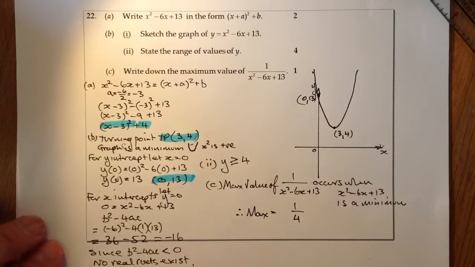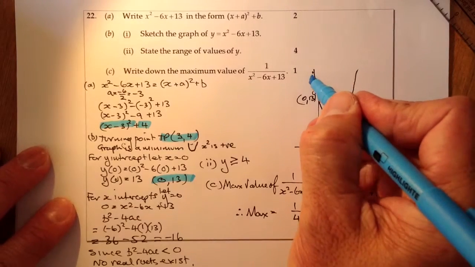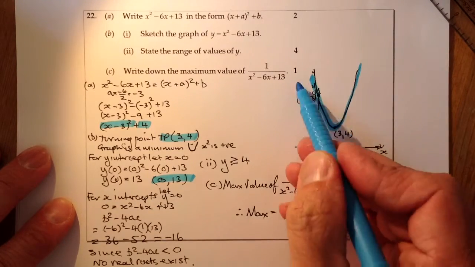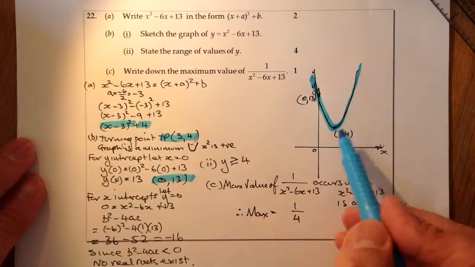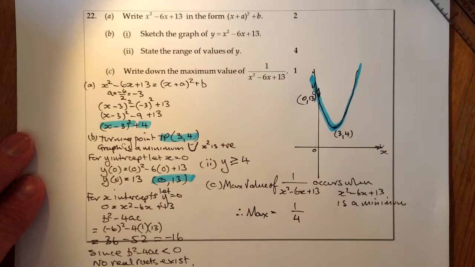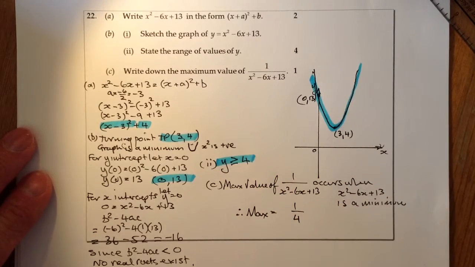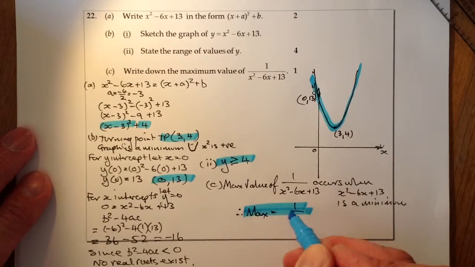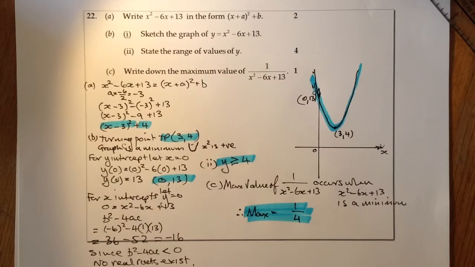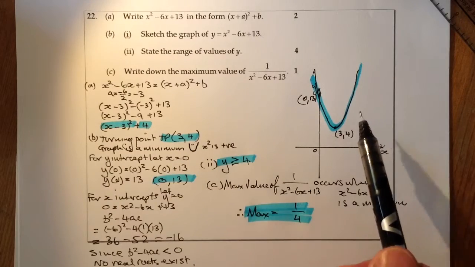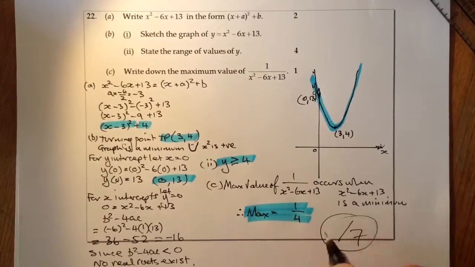I'll take 1 mark also for the correct drawing and correctly annotated, so I'd like to see the points in there. They must be annotated, and the correct shape obviously for the graph there as well. So that would be the 3rd mark, and the 4th mark for part B will go for y is greater than or equal to 4. Final mark for part C, just 1 mark, so it would really be just this part here that we'd be looking for. So this question here, we've got 1, 2, 3, 4, 5, 6, 7 marks in total out of 7.